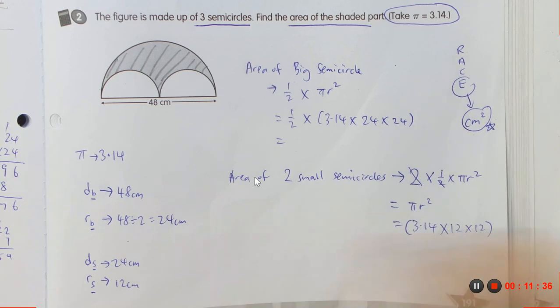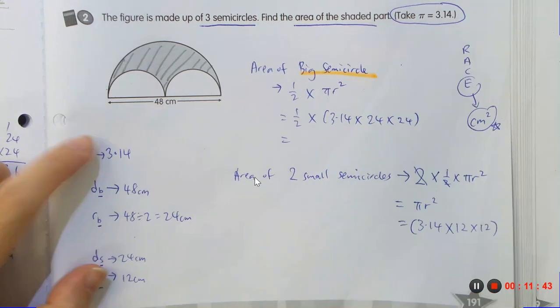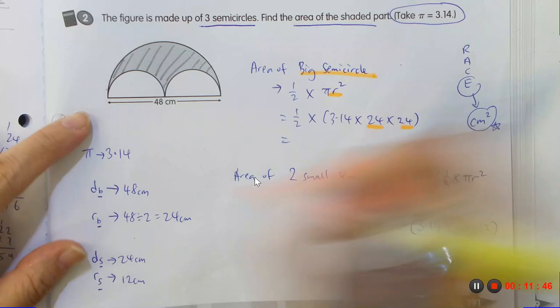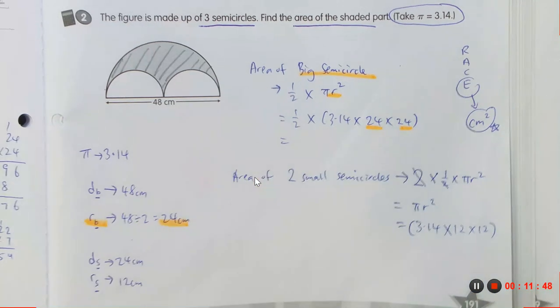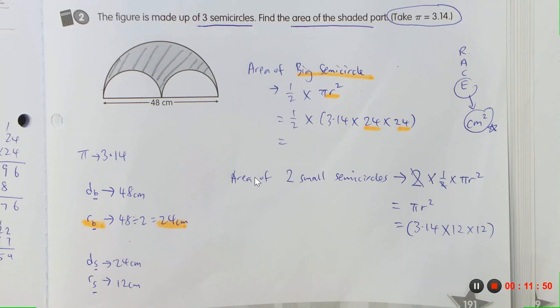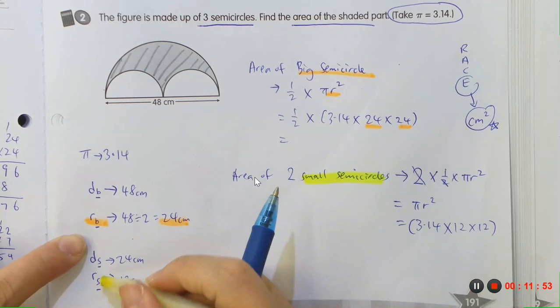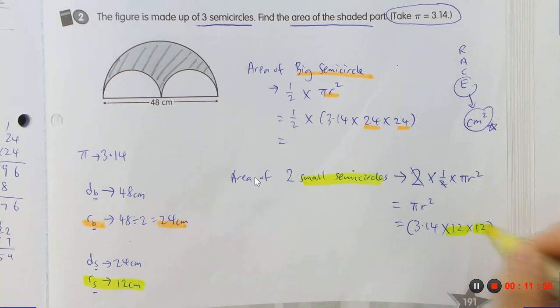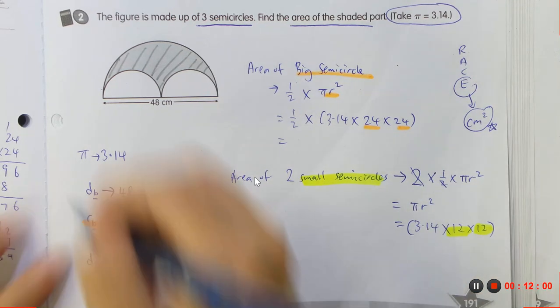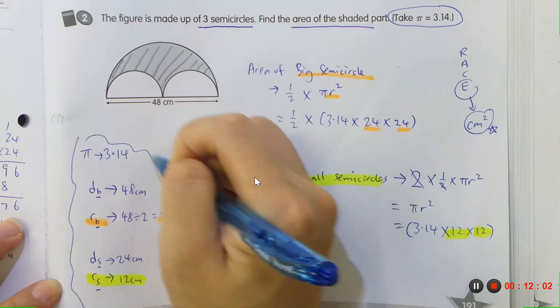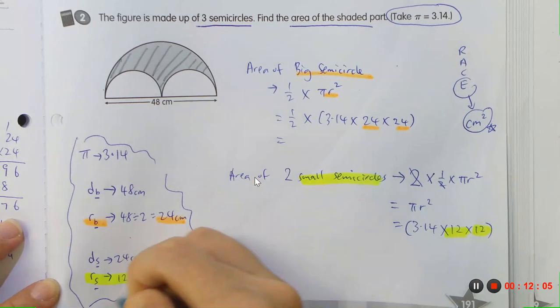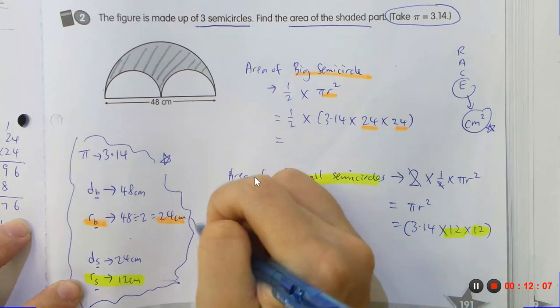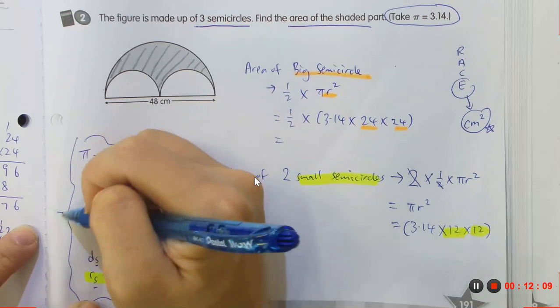Can you see how important my note taking is? I remind myself, if I'm dealing with a big semicircle, the radius measurement is this one. If I'm dealing with a small semicircle, the radius I'm dealing with is this one here. So this is a habit that I wish that you can really build in yourself.